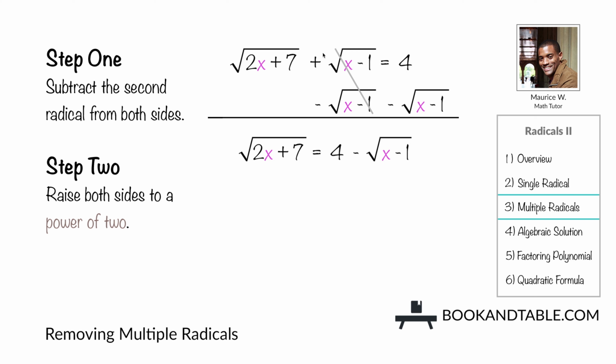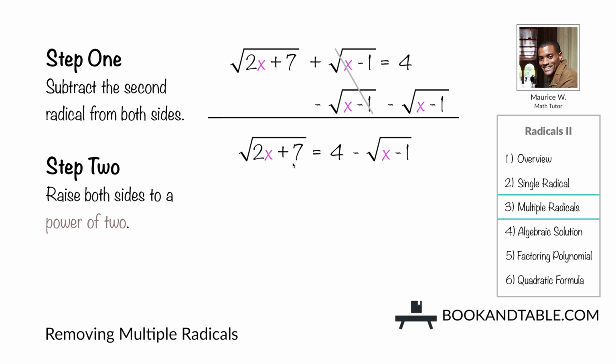In this case, we have a second radical on the same side as our first radical. So step 1, you're going to subtract the second radical from both sides. So instead of adding the square root of x minus 1, you're going to subtract the square root of x minus 1, leaving us with just the first radical on the left side. And now on the right side, we have 4 minus the square root of x minus 1.